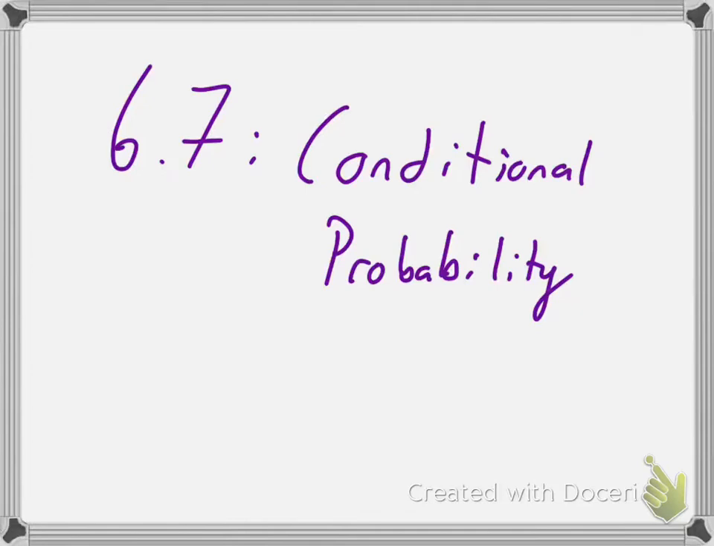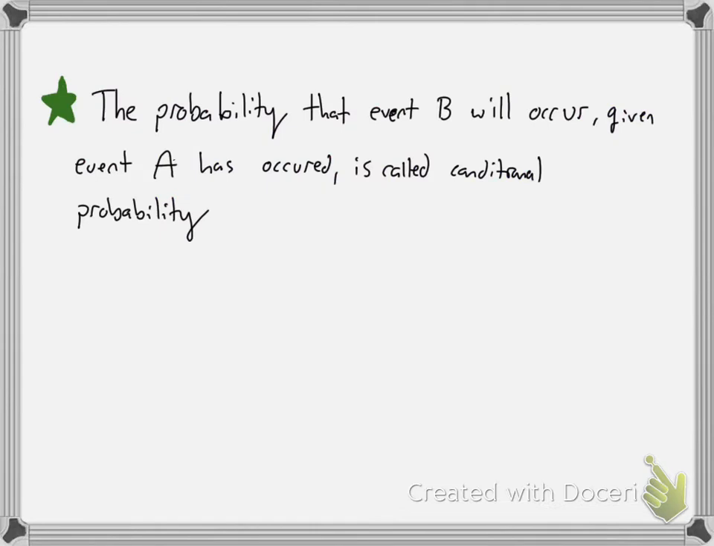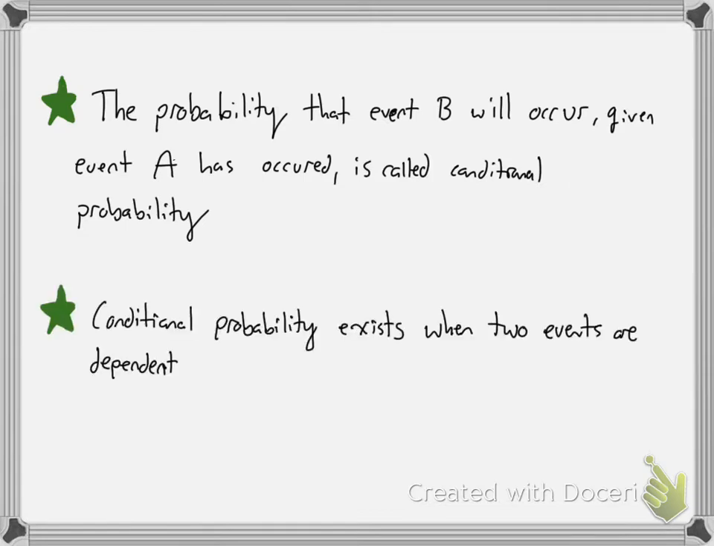In the last section of Chapter 6, we're going to talk about conditional probability. The probability that event B will occur given event A has occurred is called conditional probability. The key word we know we're doing conditional probability is the word "given." Conditional probability exists when two events are dependent, so if two events affect one another.